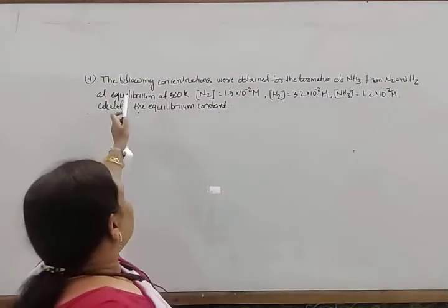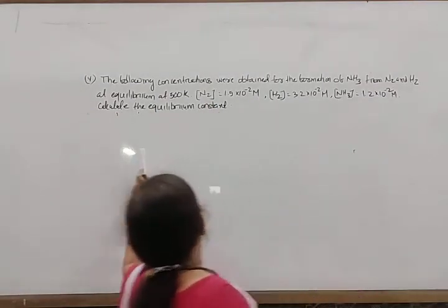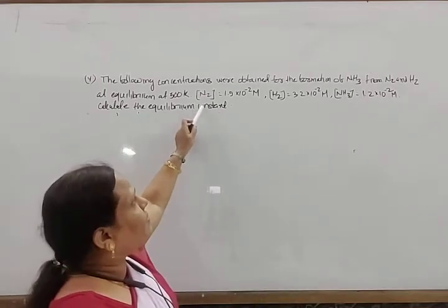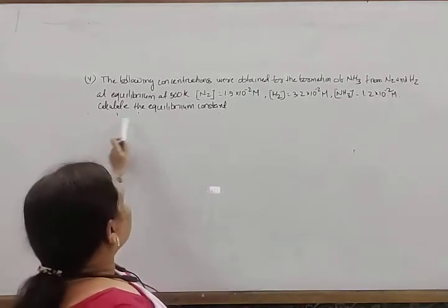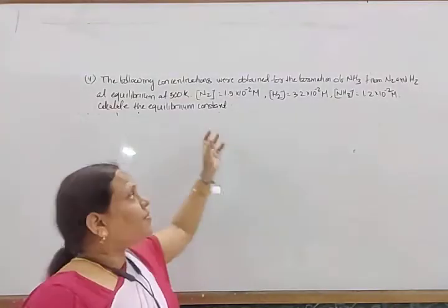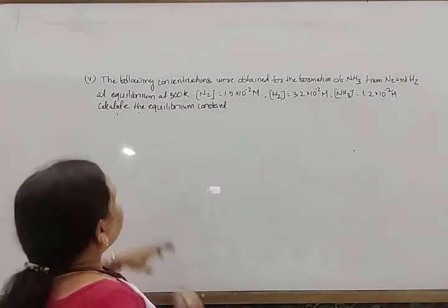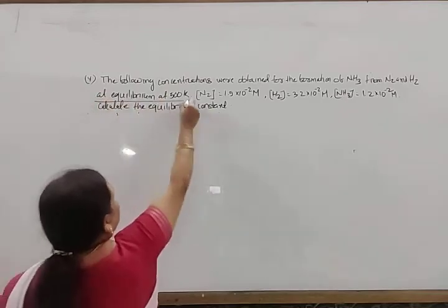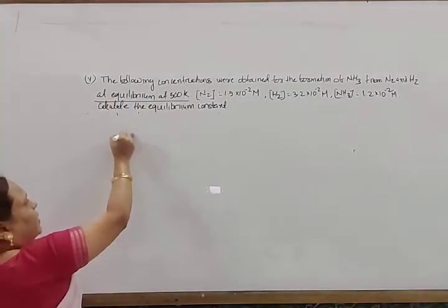Look at question number 1. The following concentrations were obtained for the formation of ammonia from N2 and H2 at equilibrium at 500 Kelvin. N2, H2 and NH3 concentrations are given. Calculate the equilibrium constant. So here the molar concentrations are already given at equilibrium, and the temperature is also given. So in this way, you can find it easily.